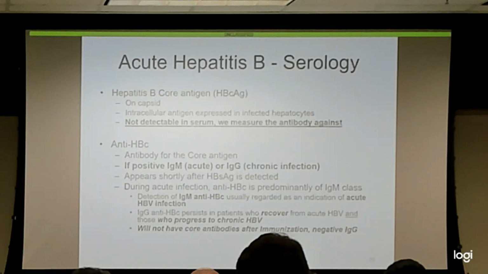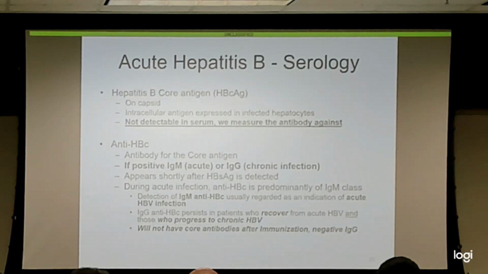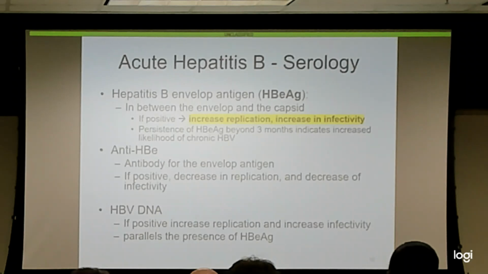Detection of the IgM antibody for the core antigen is the indication of acute HBV infection, and then the IgG will tell me if they've recovered or have progressed to chronic. Will not have core antibodies after immunization, remember, because I'm only doing that surface antigen, so I won't have a core. So I'll have a negative IgG in immunized patients.